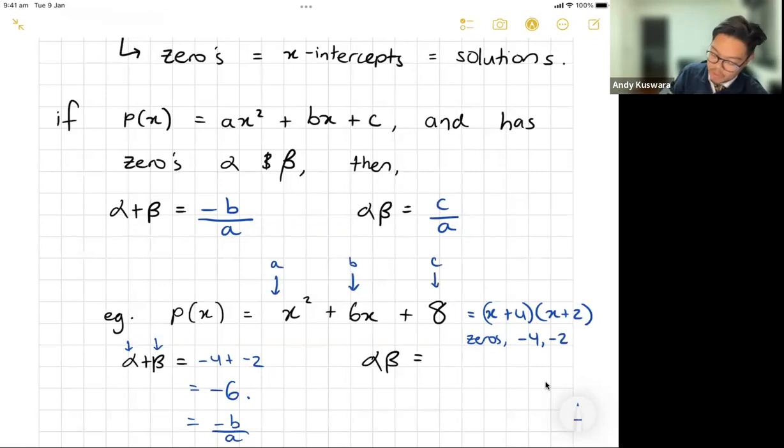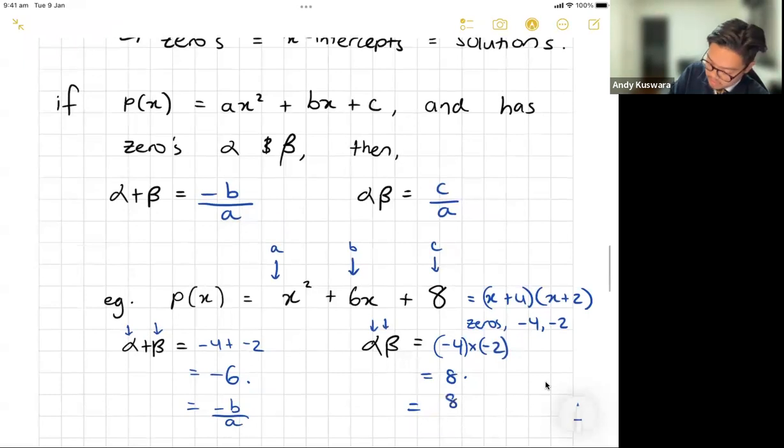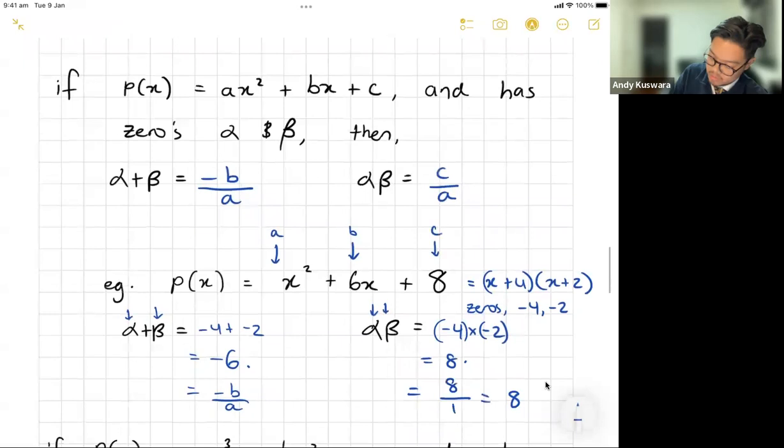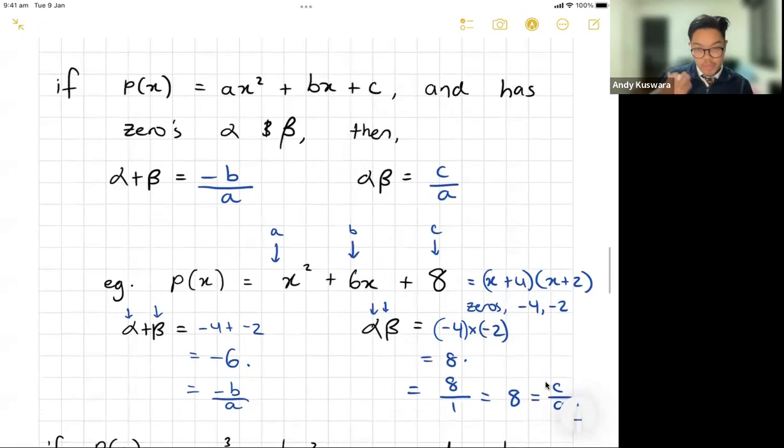Okay, and same thing if I go alpha times beta. In other words, it's going to be as if it was minus 4 times minus 2. And that gives you positive 8. And we said that alpha beta is c on a, so it's going to be 8 over 1, which in this case is just going to be 8, right? Which equals c on a. So that, in a sense, is just how this works.